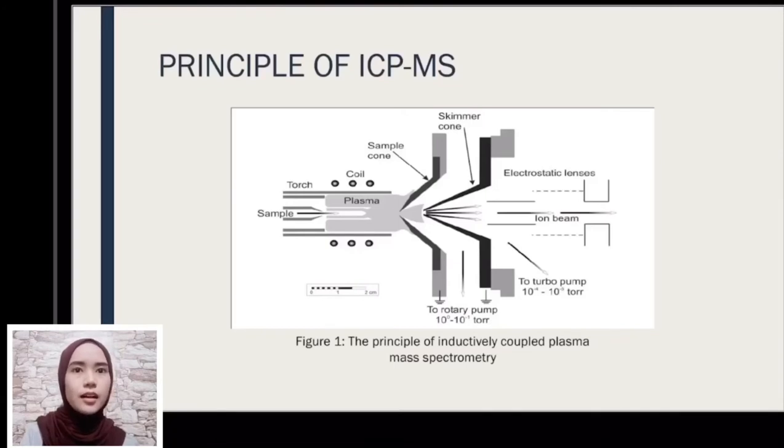The ions are extracted from the plasma into the interface through the sampling orifice and then through the skimmer cone into the high vacuum region containing the ion lenses and mass analyzer. Electrostatic lenses focus the ion beam and separate the positive ions from the unwanted neutral species by bending them into the reaction cell. Next, the ions enter the quadrupole mass filter and are separated based on their mass to charge ratio.